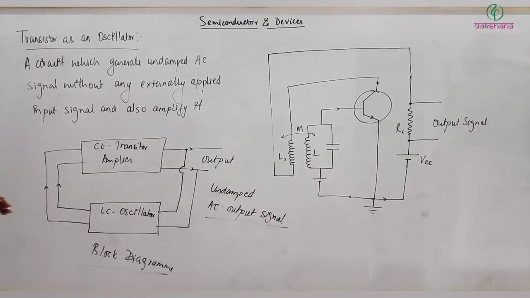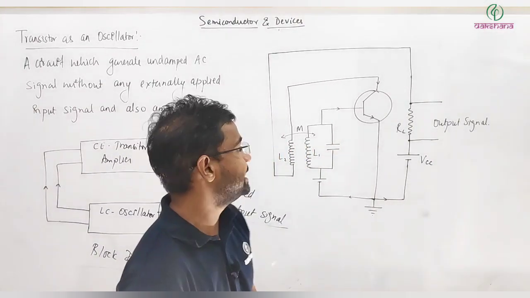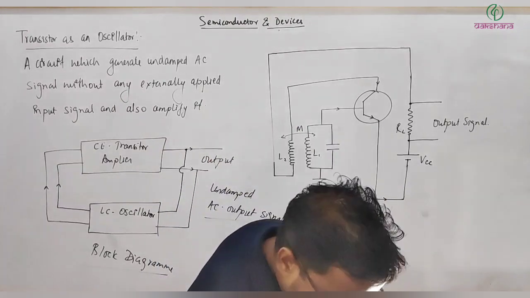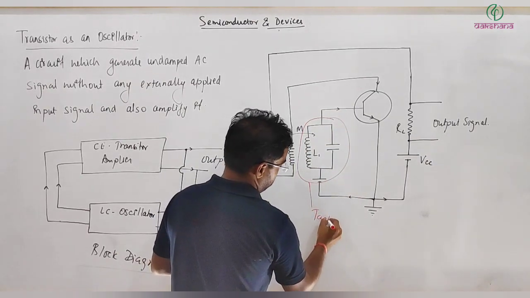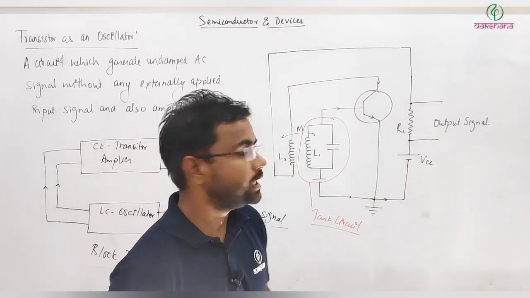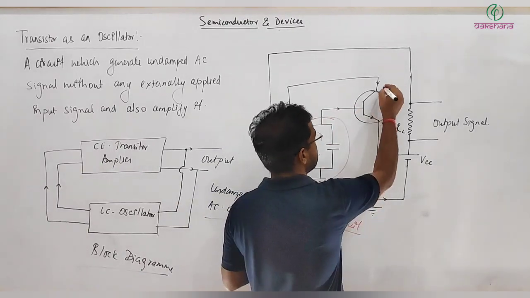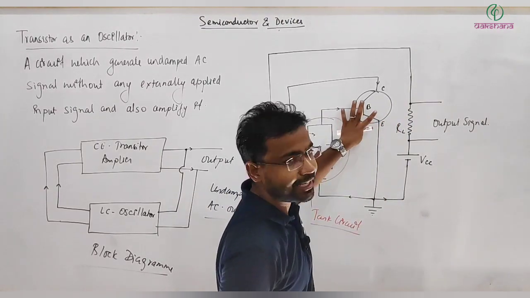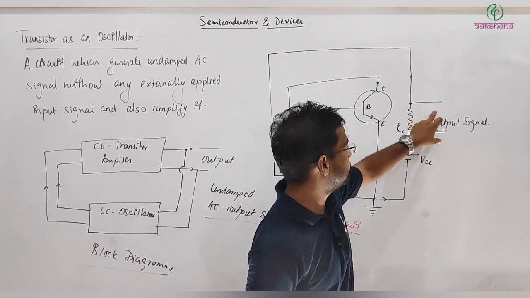Okay, so the proper setup for generating this undamped output AC signal is this. This is simply a tank circuit. You can consider this part as your tank circuit, which is originally generating an AC signal. This signal is fed to this transistor, which is an NPN transistor with collector, base, and emitter, which is amplifying the signal and sending it here, and we are getting it as the output signal.